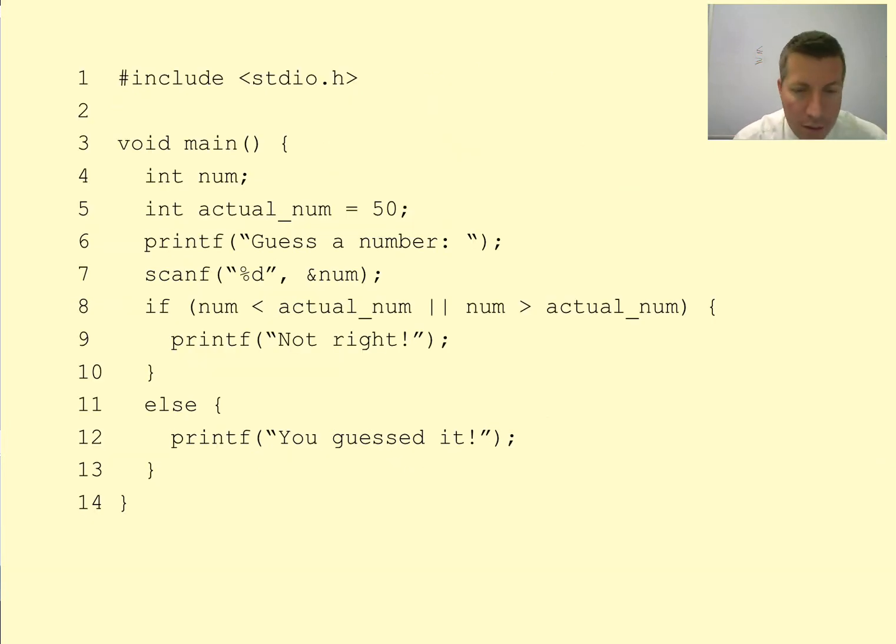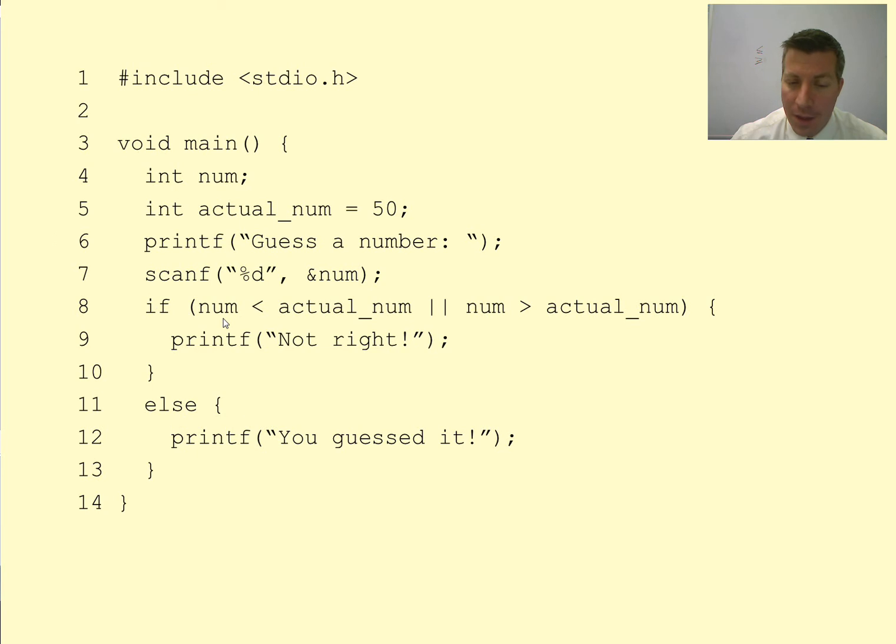Alright, so let's take a look at some code here now where we are going to be combining some conditions. So this is the same program we've been working on. The only difference that I've done here is line 8 has changed slightly. So now, not only is line 8 going to check to see if num is less than actual num, but it's also going to check to see if num is greater than actual num. The reason that I use the OR operator there is that I want to see if num is less than actual num or if num is greater than the actual num. The only thing that I'm not checking is if num is equal to actual num, which is when I'm going to get into my else statement.